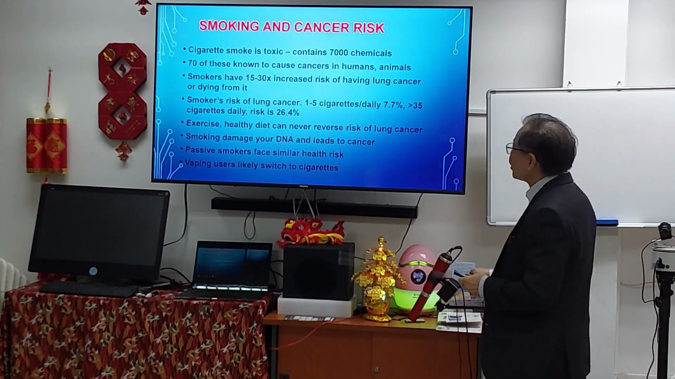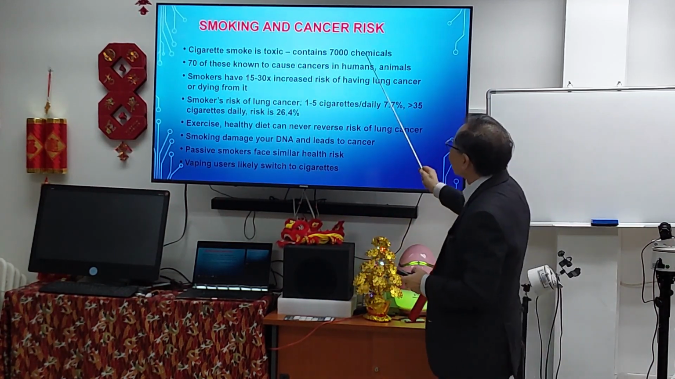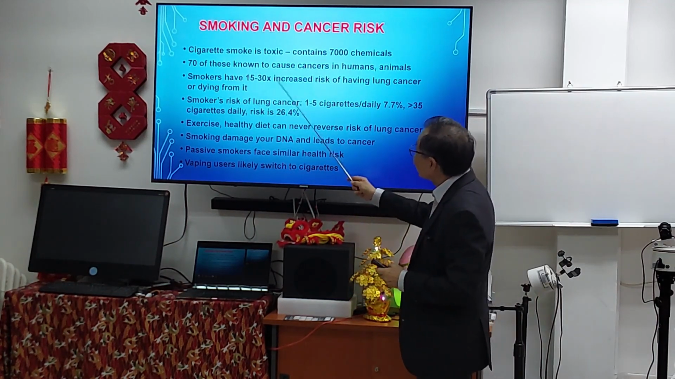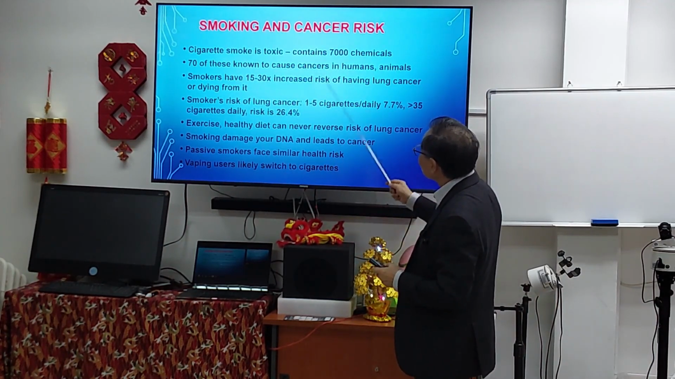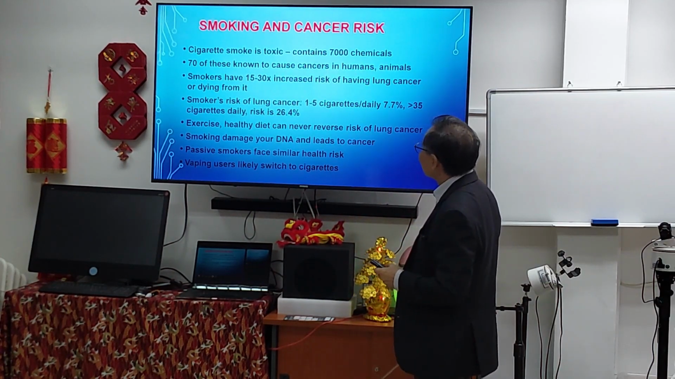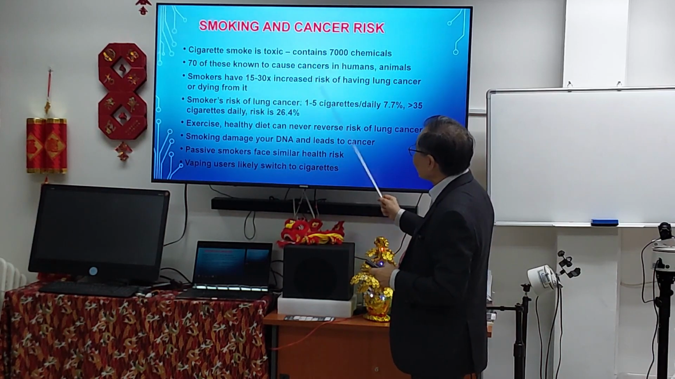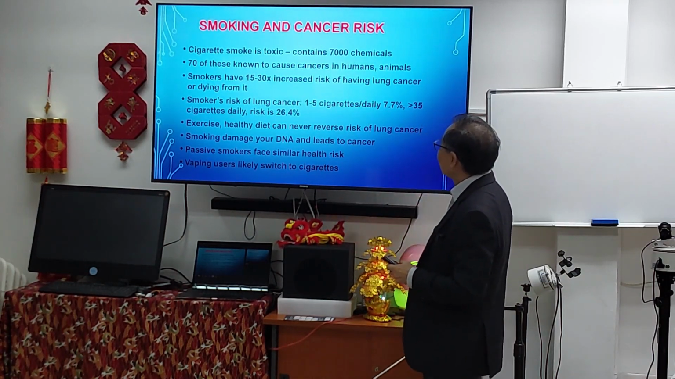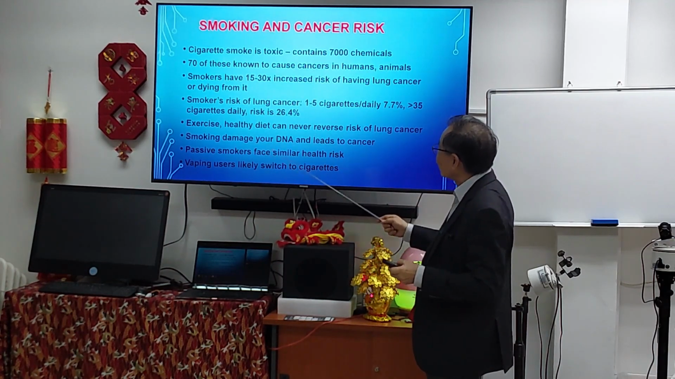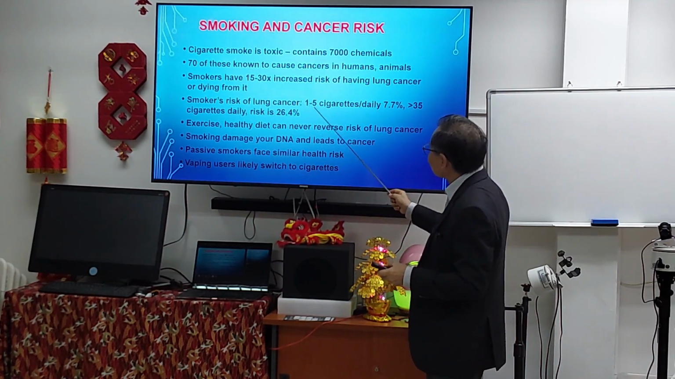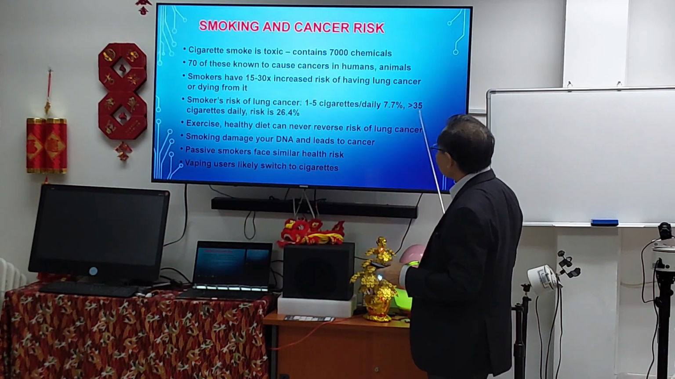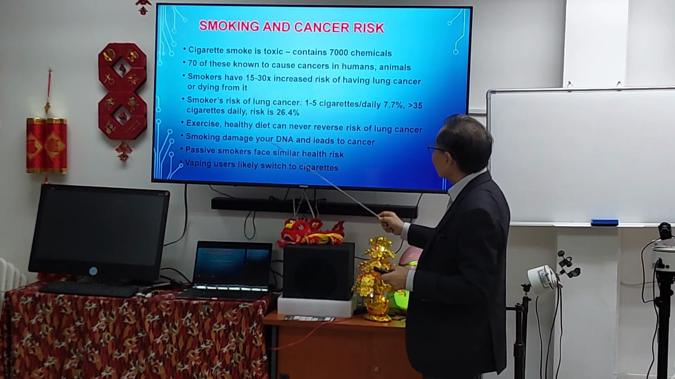Smoking. Smoking is really toxic. There are 7,000 chemicals in cigarette smoke. 70 have been identified as known to cause cancers in humans and animals. Smokers have a 15 to 30% increased risk of either having cancer of the lung or dying from it. Once you smoke 1 to 5 cigarettes a day, your risk goes up by 7%. More than 35 cigarettes a day, 26%.